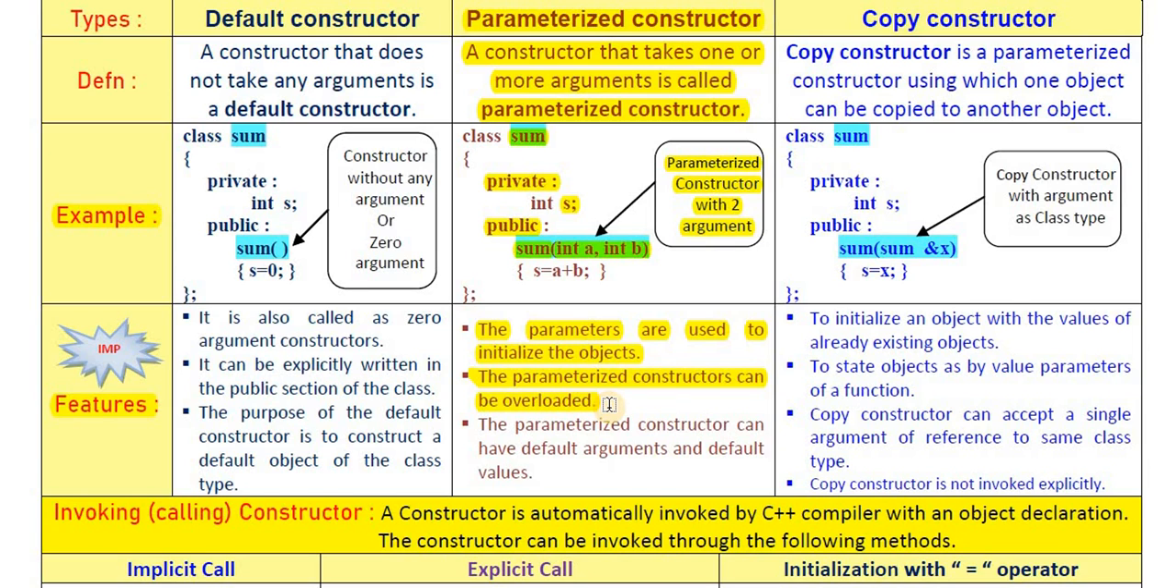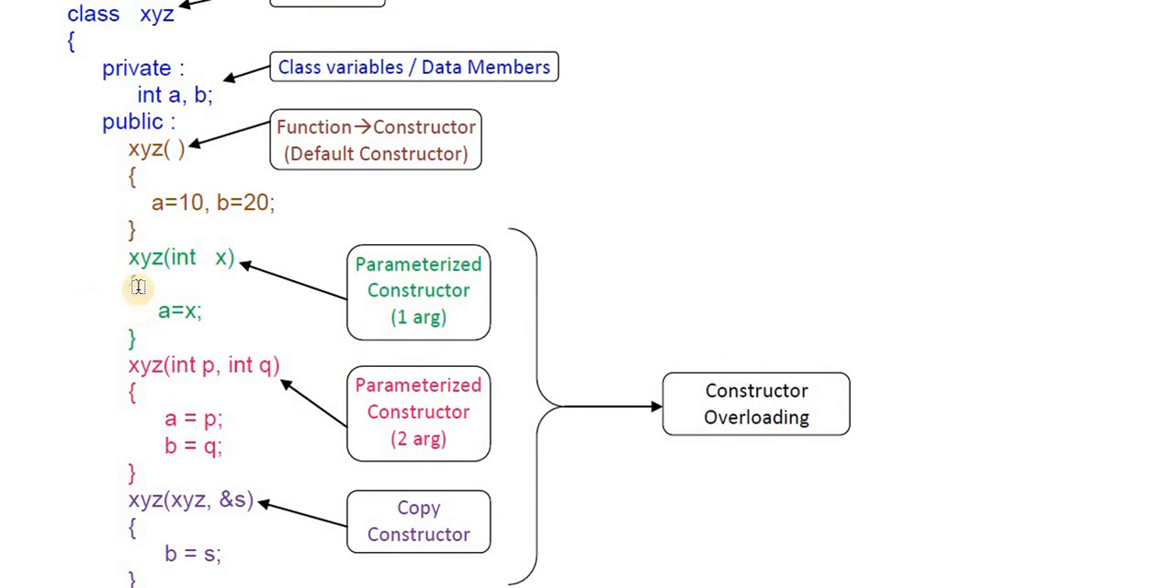The default constructor cannot be overloaded, but a parameterized constructor can be overloaded by just changing the number of arguments or the types of arguments. So here you can see this is a parameterized constructor because it is using one parameter. Here also this is a parameterized constructor, but here we are using two arguments. So both are constructors, but they are different in parameters. Here only one parameter, here two parameters. So this is called constructor overloading. Just by changing the types or number of parameters, we can overload a parameterized constructor.